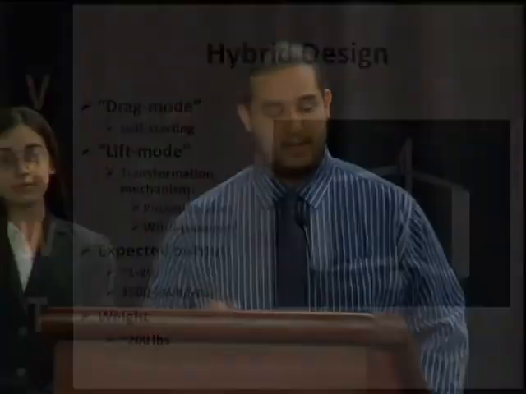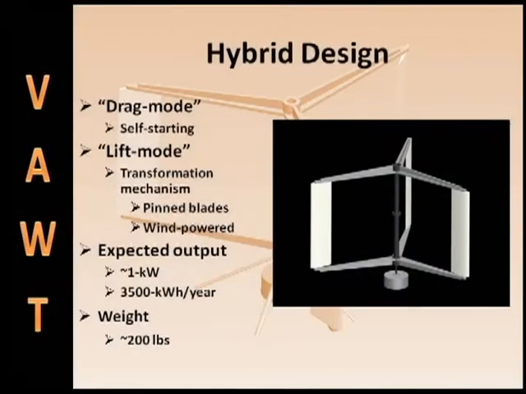This is our hybrid design. It combines both the drag mode and the lift mode benefits. The turbine starts in drag mode, where as you can see the blades are parallel to the spires. This allows the turbine to create drag and be inherently self-starting. Eventually, after the turbine reaches a certain speed, the blades will turn and become at a 90-degree angle, and the turbine will be in a lift mode.